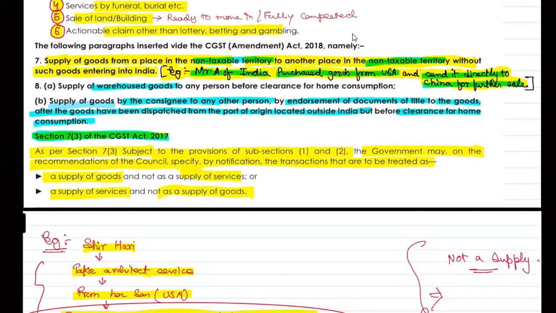If it has not yet been cleared for home consumption, that means goods do not belong to India right now. Okay, you'll read this in customs. Until and unless goods are cleared for home consumption, those goods cannot be termed as Indian goods. Once customs duty and everything, warehouse charges, everything is paid, once he takes it out from the customs port, then it is considered as if these goods belong to India. Before that, no chance. So anything done before clearance for home consumption will never ever be treated as supply of goods.